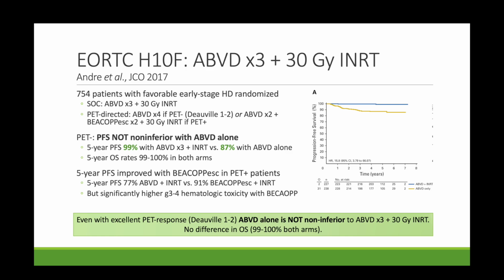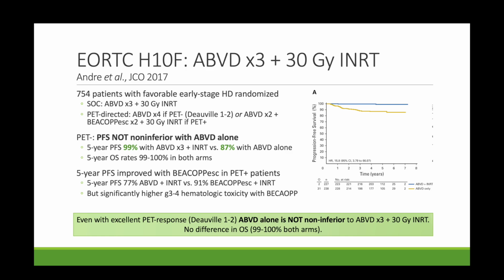But if there was a Deauville 1-2 response, then patients were considered PET negative, and they were just treated with ABVD for 4 cycles total. But if they had PET positive disease, then they were treated with ABVD times 2 followed by escalated BEACOPP followed by 30 gray of radiation.